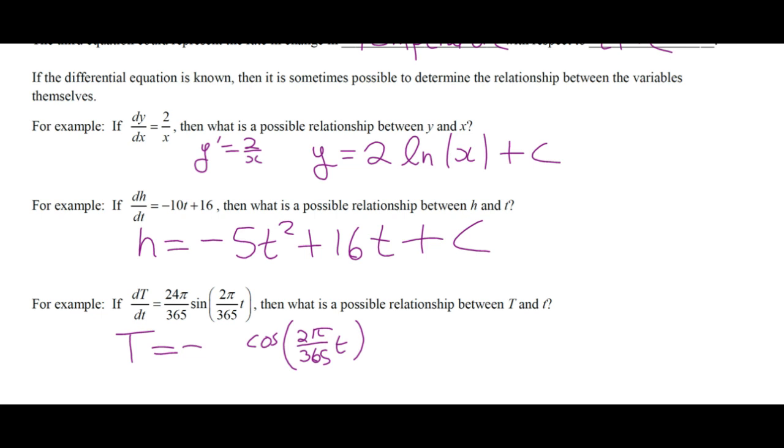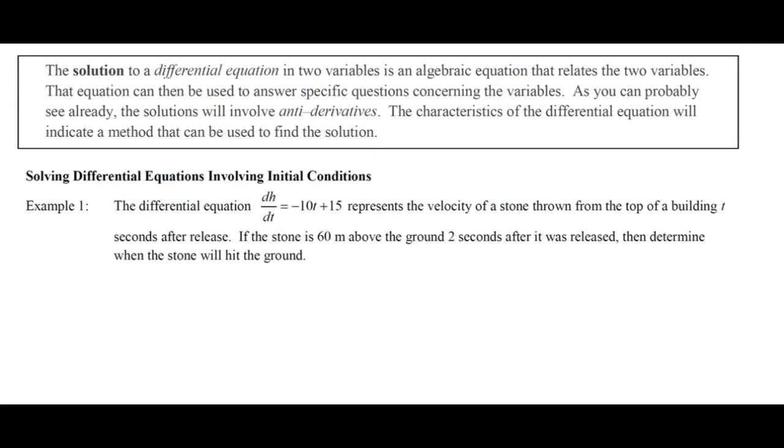But then we need to get the 24 up front. We're going to get a negative sign, and then the 2 pi, so just negative 12 cos of 2 pi over 365 t, plus c. So we have these relationships. We know the rate of change, and we can find the antiderivative too.